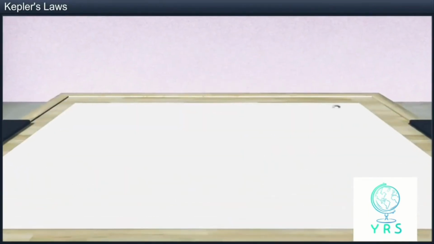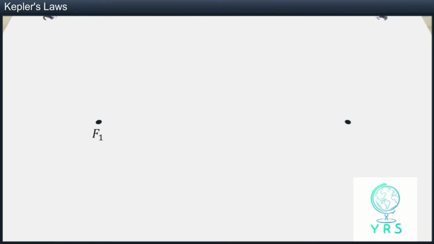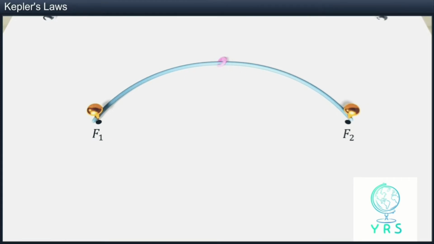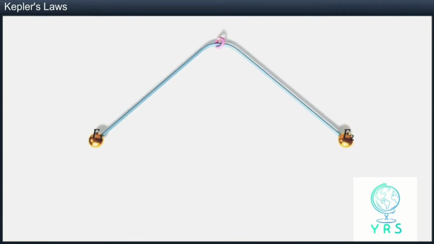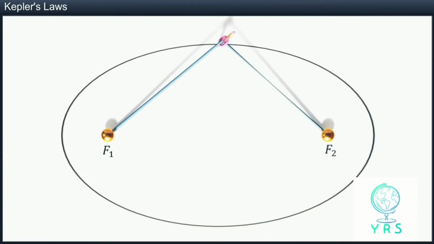Fix a drawing sheet to a pin board. Select 2 points F1 and F2 on the board and fix 2 pins at the points. Take a string of finite length and pass it through a small ring. Fix the 2 free ends of the string to the 2 pins located at F1 and F2. Pass a thin pencil through the small ring. Stretch the string taut at the tip of the pencil and draw a curve on the sheet by moving the pencil as shown. Take care that the string is taut while you draw the curve.